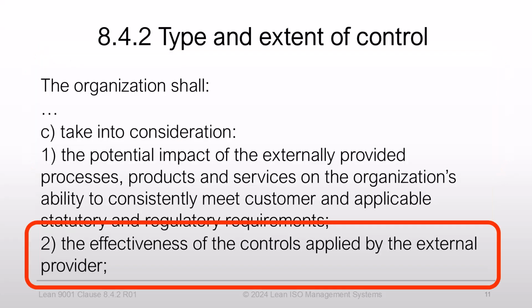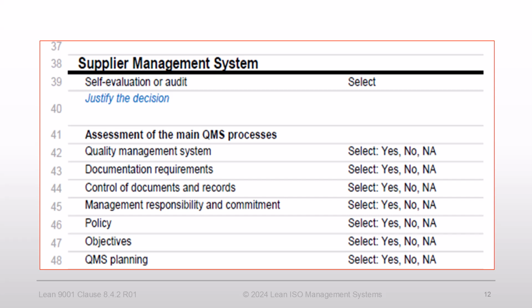The next advised consideration, 2, is to take into account the effectiveness of the controls applied by the external provider. This point was also addressed in the supplier evaluation process flow. We examined and documented the state of the supplier's management system and capabilities there.